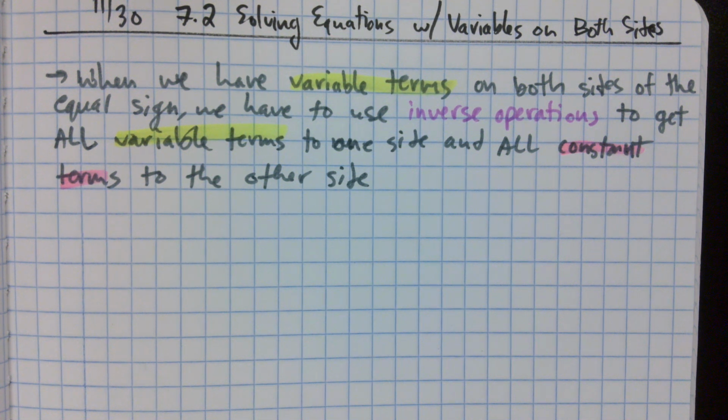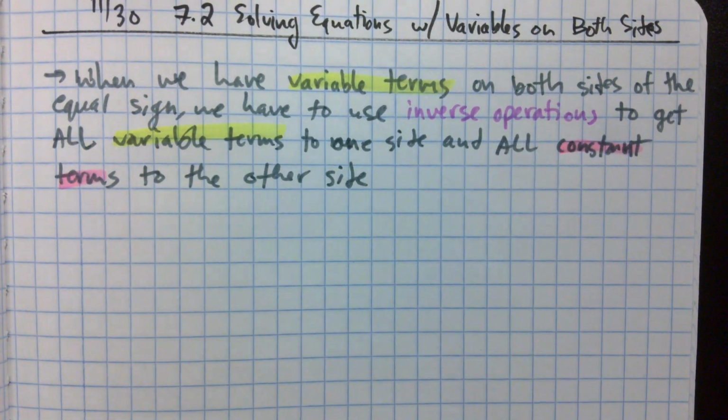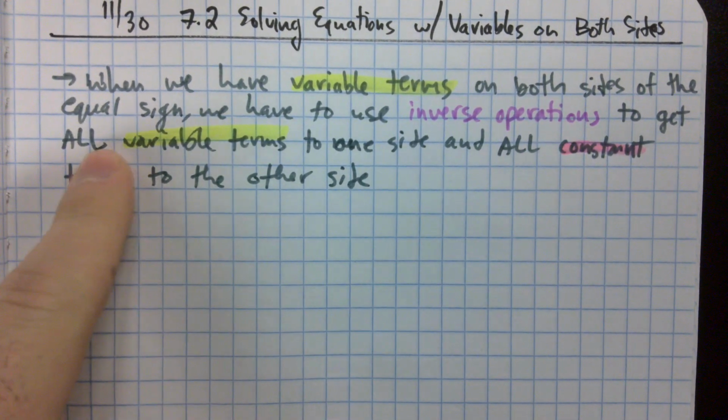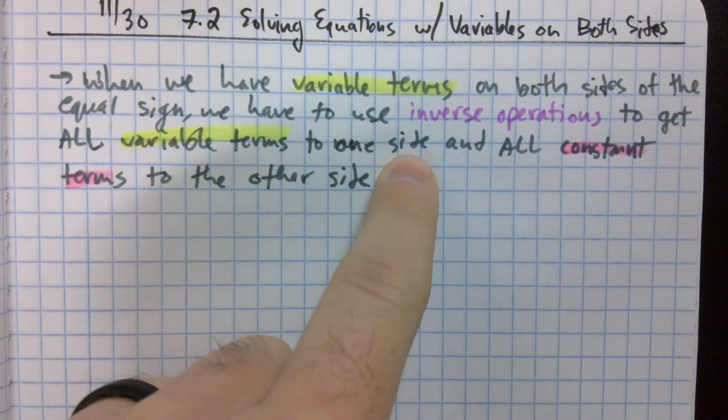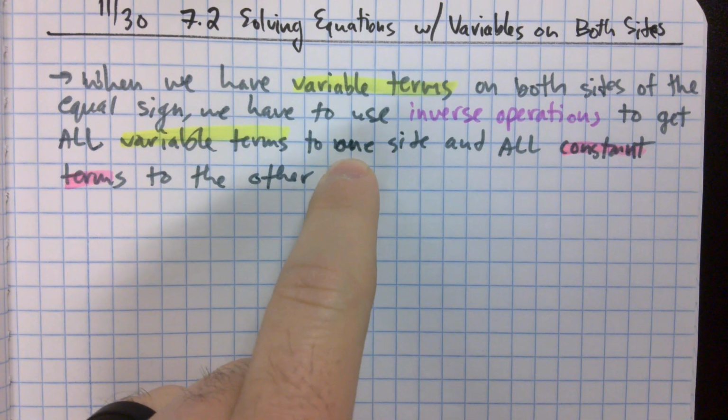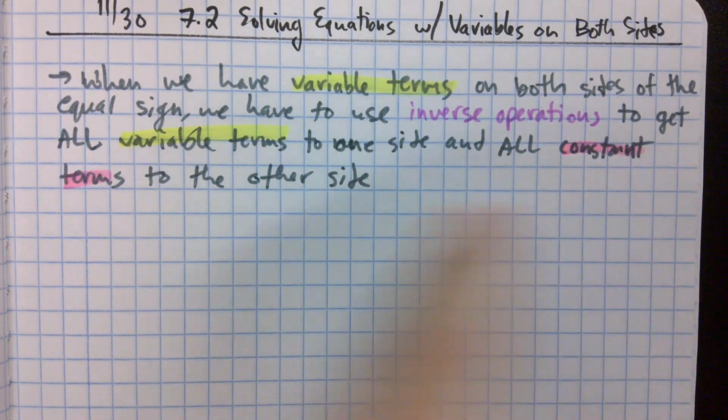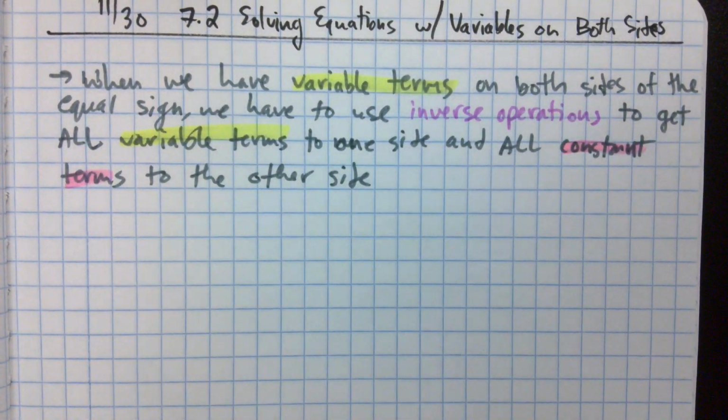When we have variable terms on both sides of our equal sign, which we have not seen yet, we've only seen just a single constant term on the right-hand side so far. When we've got variable terms on both sides, we've got to use our inverse operations on them to get all my variable terms to one side, and all my constant terms to the other side.